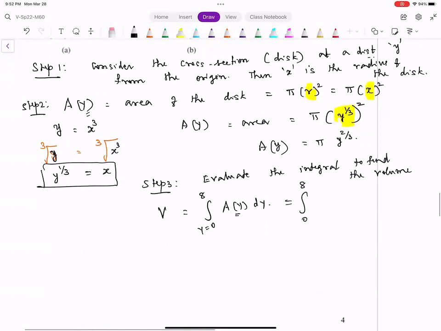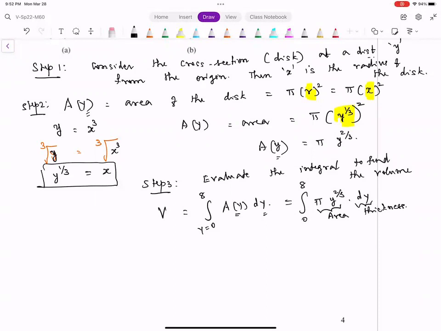The purpose of writing this as A of y is, remember that whenever you are integrating with respect to y, the integrand must be in terms of y. So what is the area of the disk here? Pi y to the 2/3, times thickness dy. So area multiplied by thickness becomes the volume. And you are doing that for every cross section.